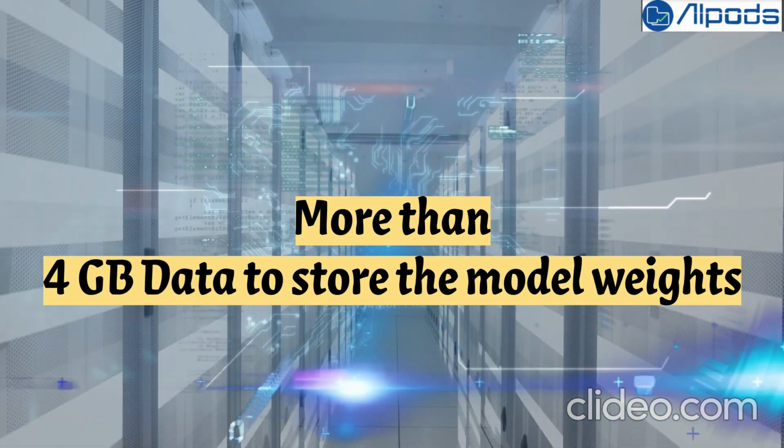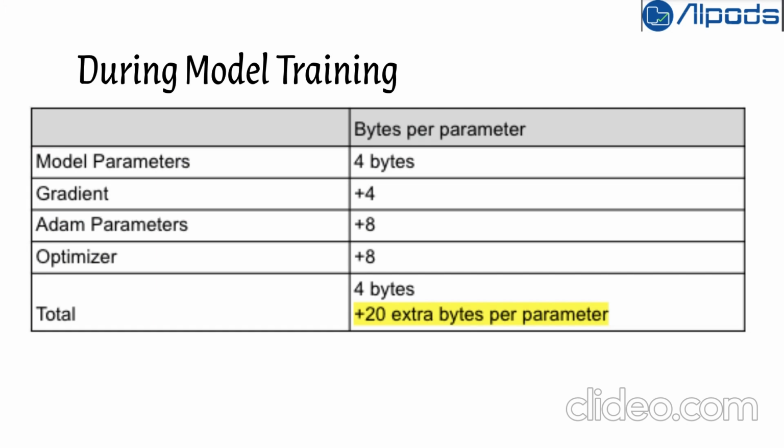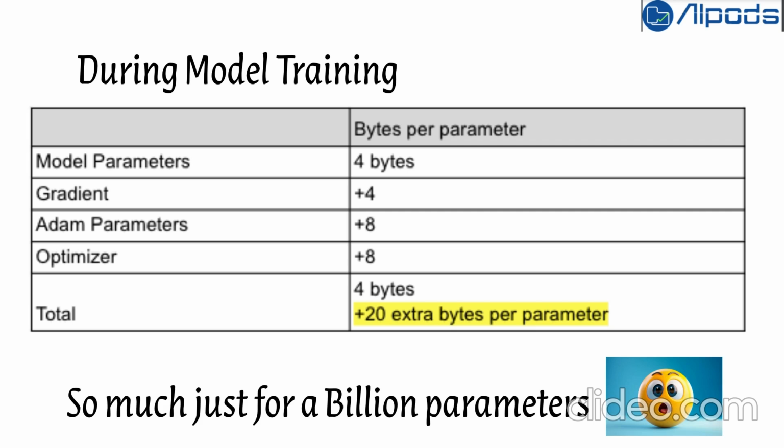But there is more to it. During training, we also need to store additional data for gradients, Adam parameters, and optimizer states as shown here. Gradients basically relate to adjustments of model parameters. Adam parameters represent the learning rate, and the optimizer tracks the parameters and their updates during training. Considering all these factors, it significantly increases the GPU memory usage, sometimes by about plus 20, as shown here. So the memory demand goes far beyond the model weights, which we saw as 4 GB.